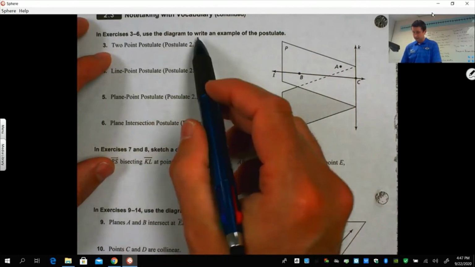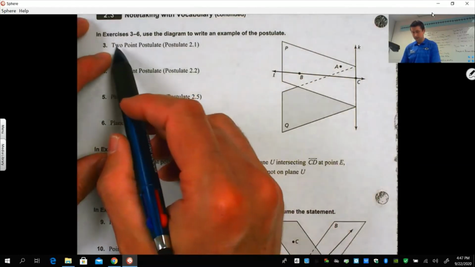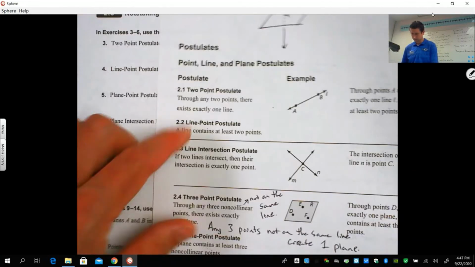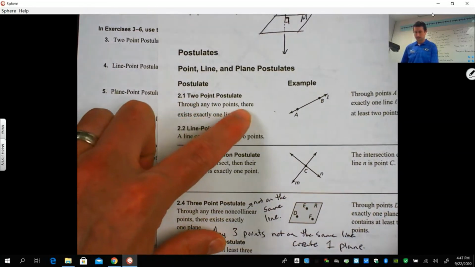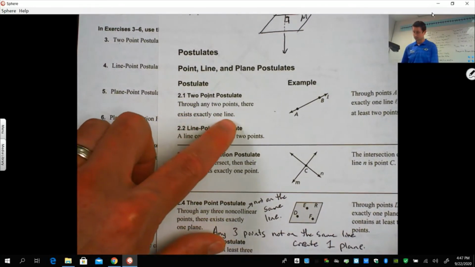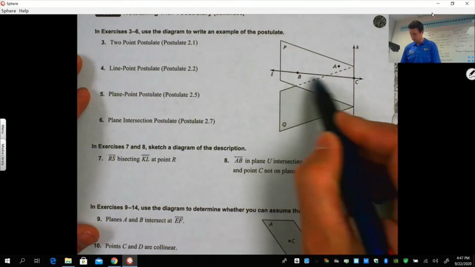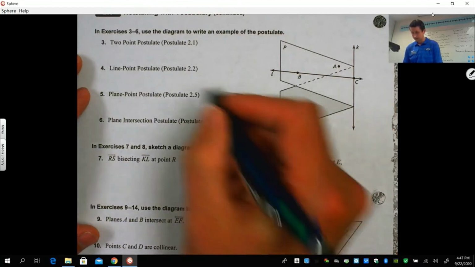Use the diagram to write an example of the postulate. So, example of a 2-point postulate. Which one is that? We ask ourselves, 2-point postulate: through any 2 points, there exists exactly one line. So through any 2 points, here's 2 points, B and C, there exists one line.